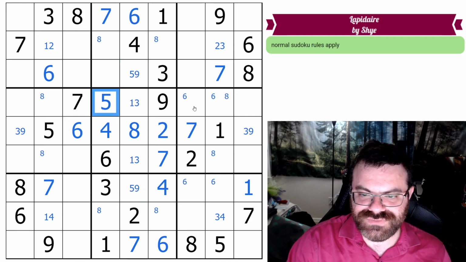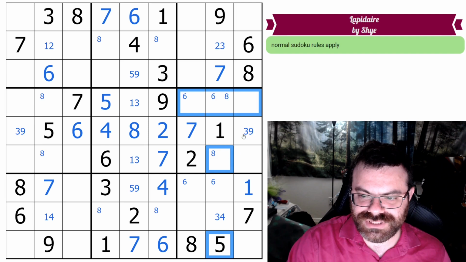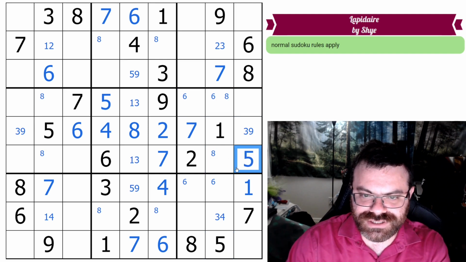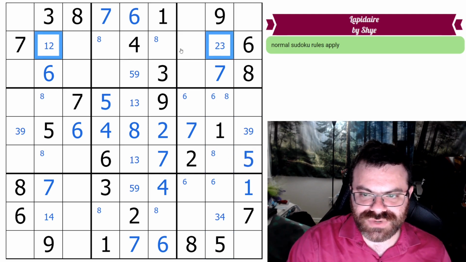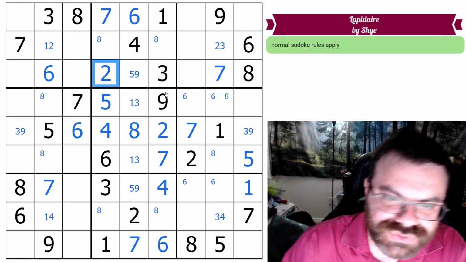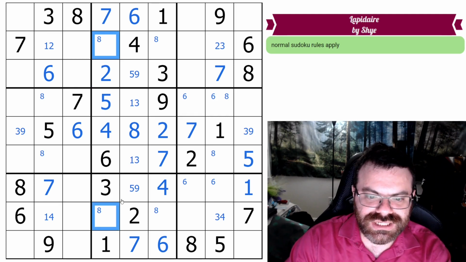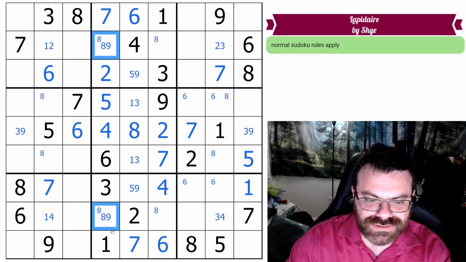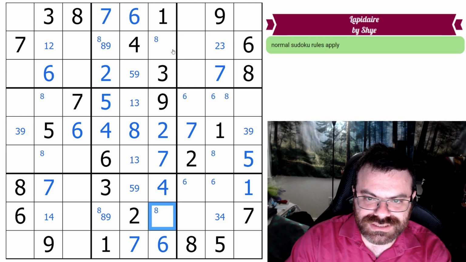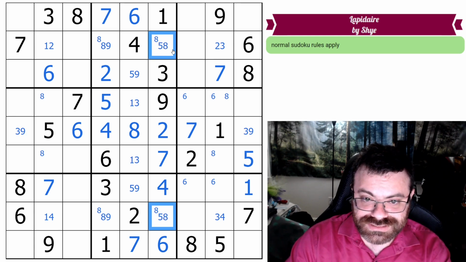So now this 5 looks over here. This 5 looks up here. We can place a 5 here. Remember, this XY ring is still in effect. These can't be 2, and so that leaves just one place left for a 2 in the box. Here we have pairs left for these 2 columns. In this column, we need an 8 and a 9. And in this column, we need a 5 and an 8.